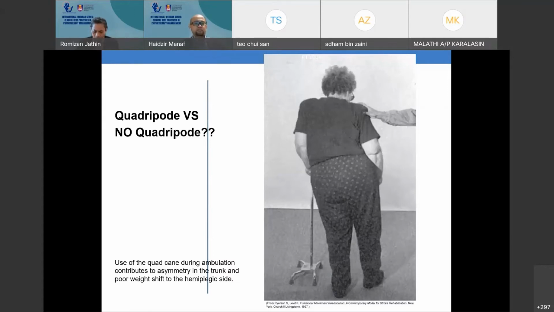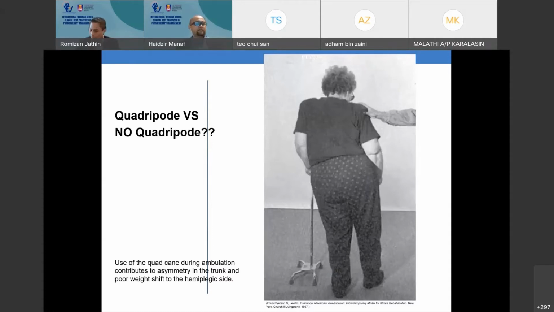But it depends on the situation in other hospitals. If the appointment is given to the patients about 1 month after the acute setting, and the physiotherapist did not prescribe the quadripod, some of the caregivers, from the neighbours, from the relatives, will say, okay, in order to walk, you have to use this quadripod.